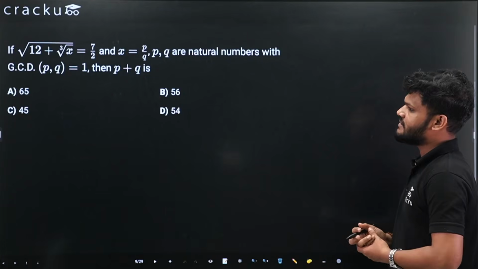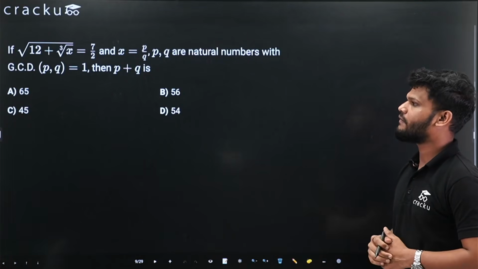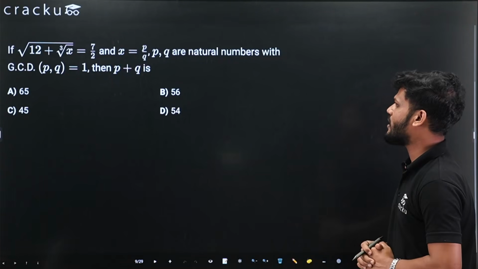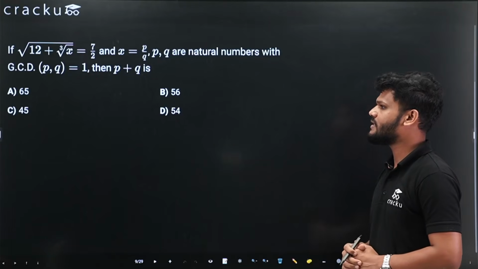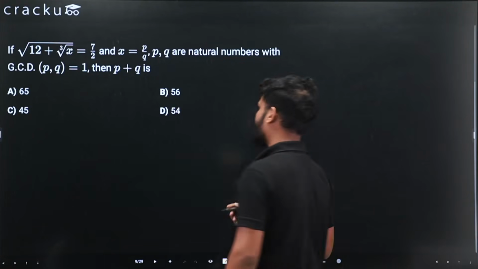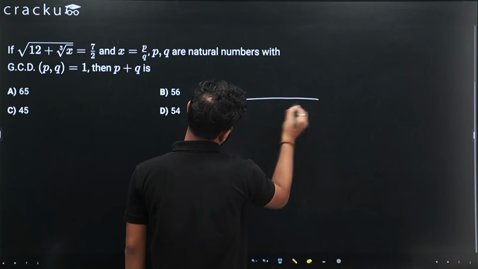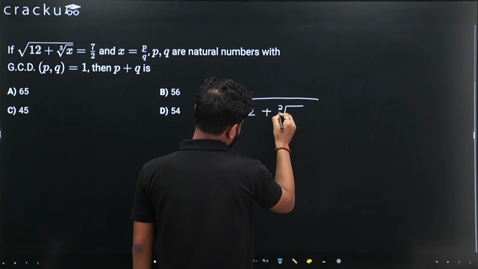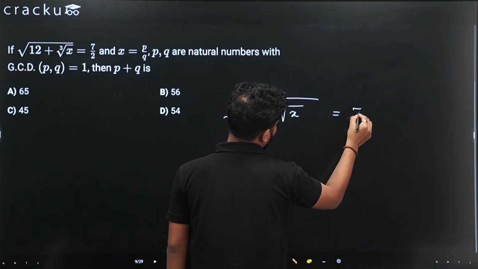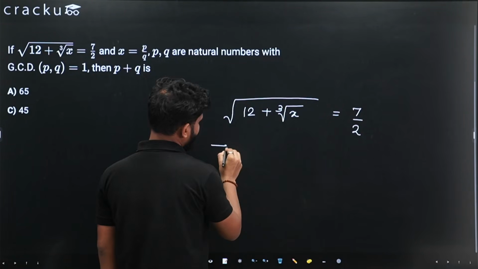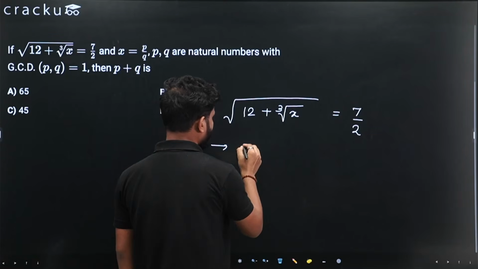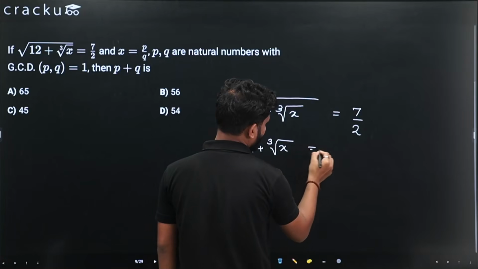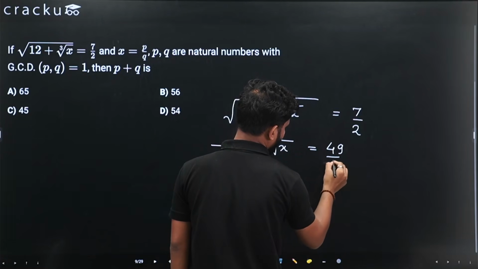In this question we are asked: square root of 12 plus cube root of x is equal to 7 by 2, and x is equal to p by q, such that p and q are natural numbers with GCD of p and q is 1. Then p plus q is what? Let us write down first. We have root of 12 plus cube root of x is given as 7 by 2. To simplify this, square on both sides. So this will become 12 plus cube root of x is equal to 49 by 4.